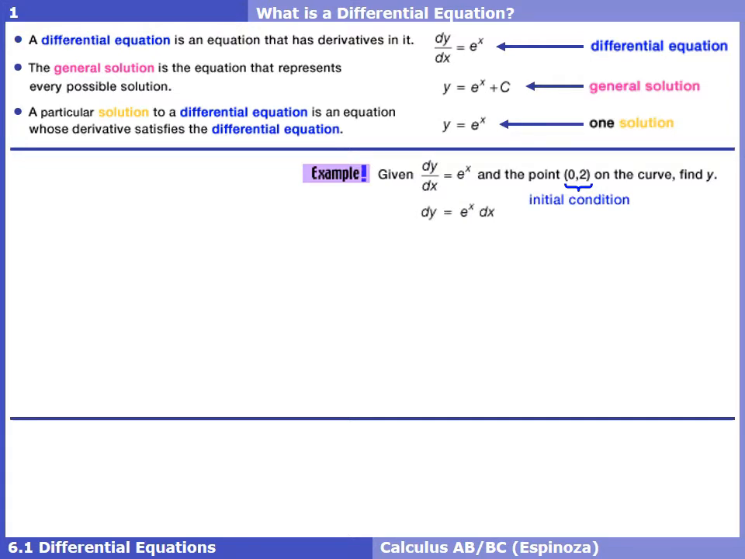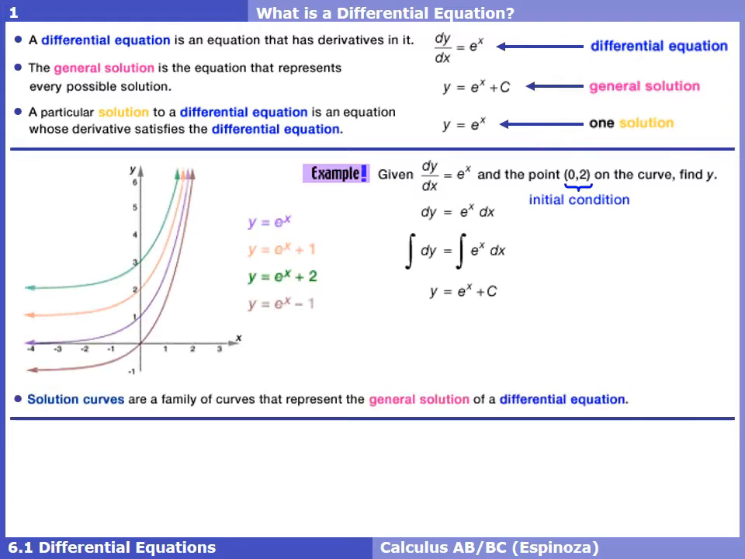So if you look back to 4.1 and look at the steps of finding a particular solution, or if you just happen to remember them, you need to first put your equation into its differential form. In other words, move the dx to the other side. Once you do that, we can integrate both sides. The integral of 1 dy is just y. The integral of e to the x with respect to x is e to the x, and don't forget the plus c.